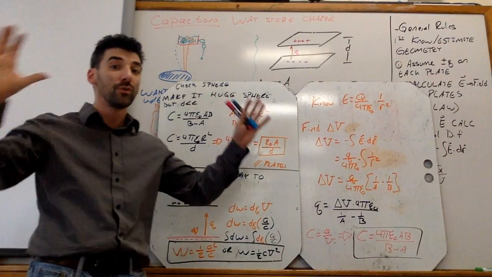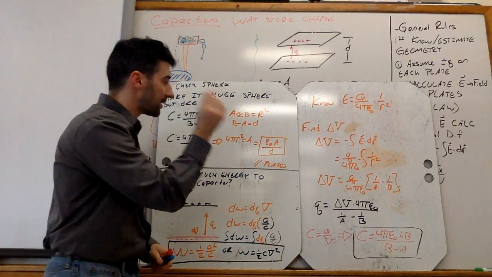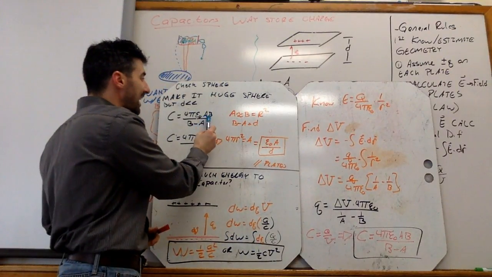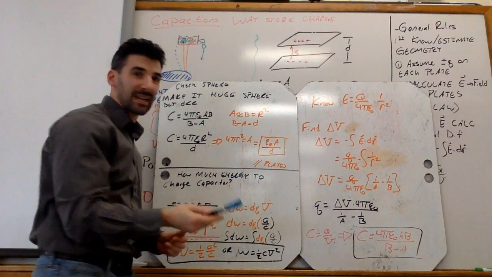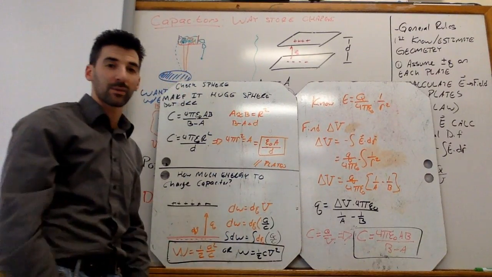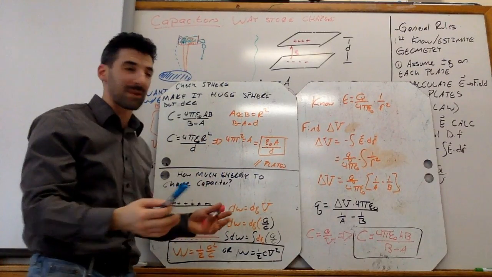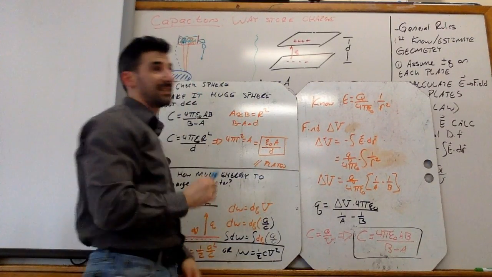If I make it huge and I only look at a very, very small area, a small part of it, I can say that A times B, well, A and B are pretty much the same thing because it's so big. So A times B is just going to be R squared. And B minus A, well, that's almost the same thing. That's just my distance away, D.